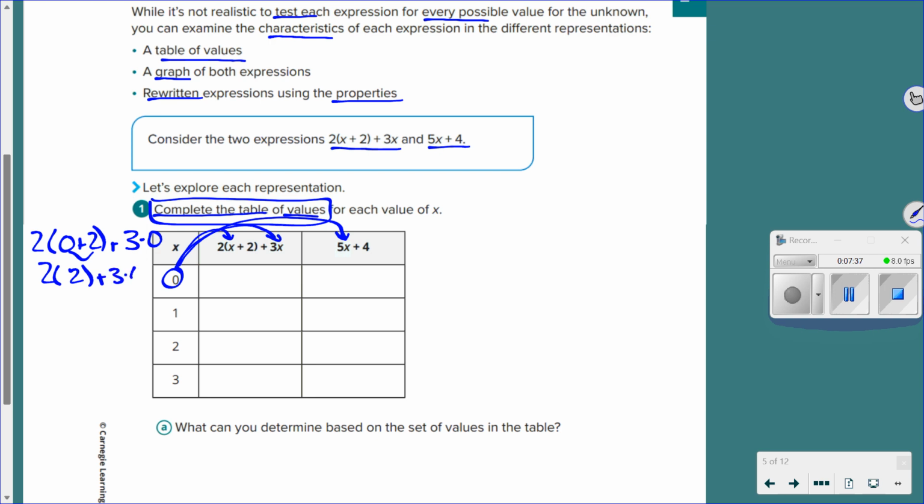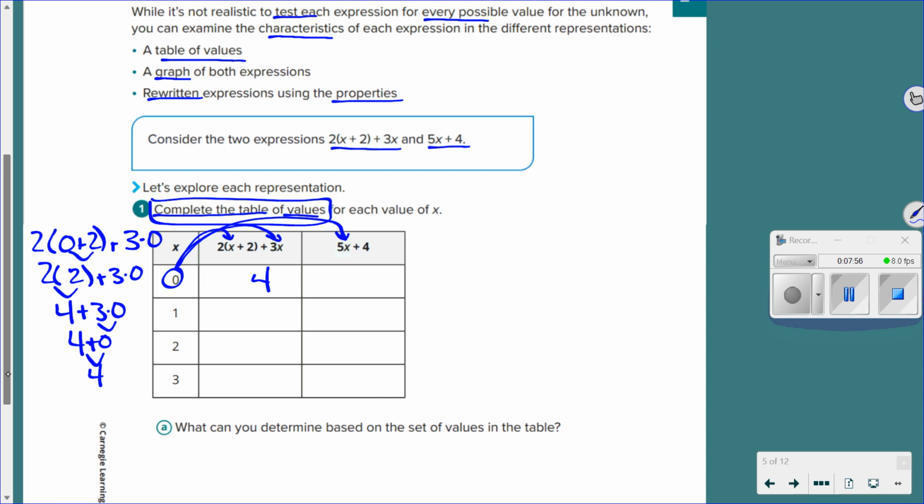And now I have multiplication going left to right. So I'm going to multiply this one first, I'm going to multiply this one second, and the final step is I add them. So what does this equal? 4. You now have all the work showing you what to do.